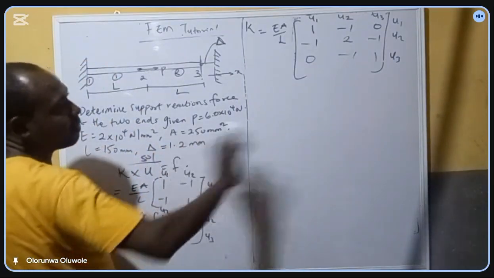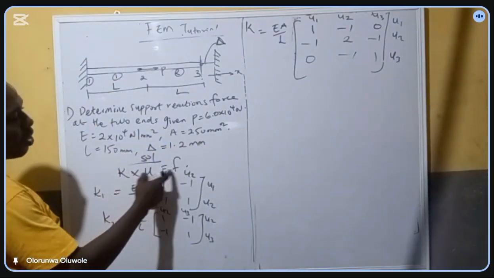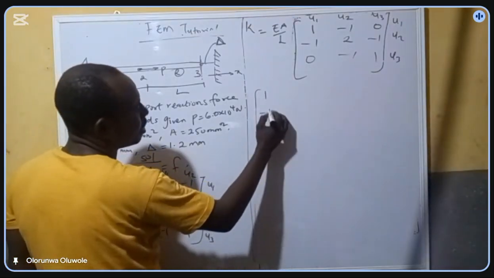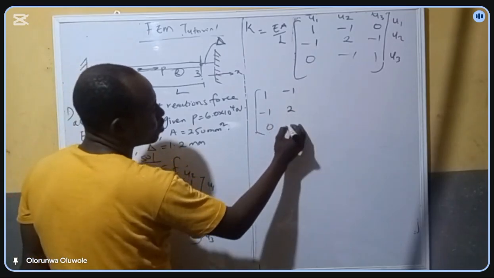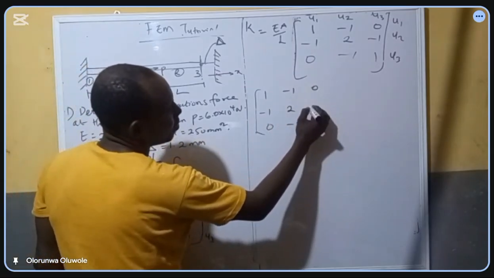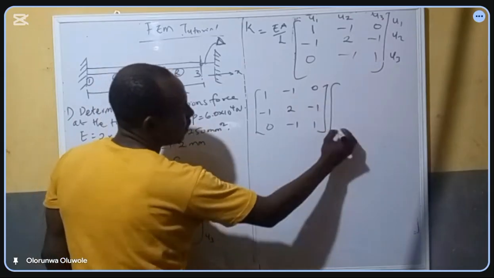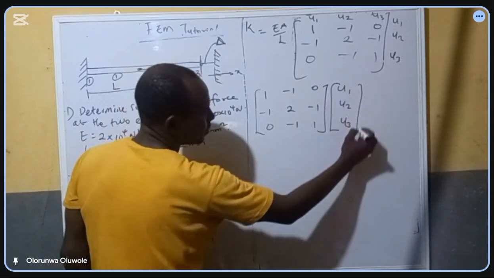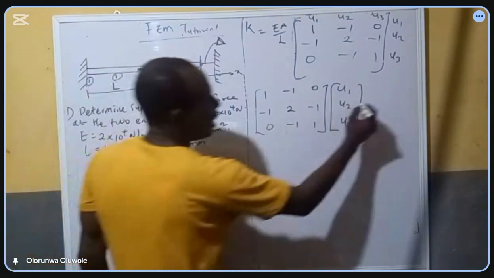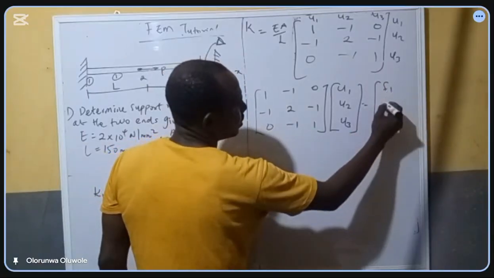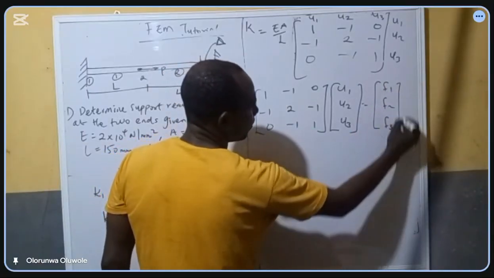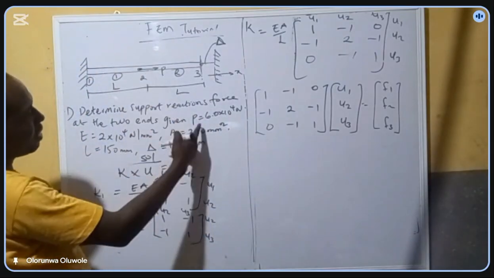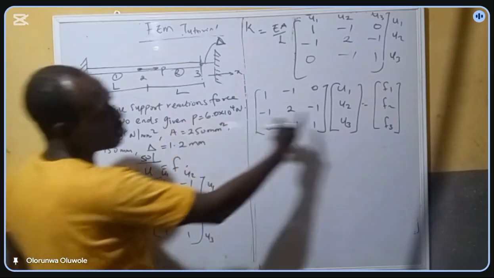Then the next thing is to apply this formula, K times U equals F. Then I'm going to have it like this. My K will be [1, -1, 0; -1, 2, -1; 0, -1, 1]. Then my U is U1, U2, U3, equals what is my F? F1, F2, F3. And if you look at it, our F at 2 is given as P equals this. So you have to substitute here.